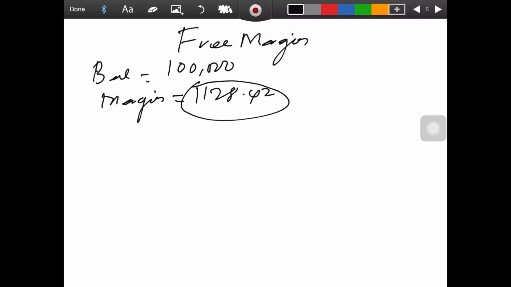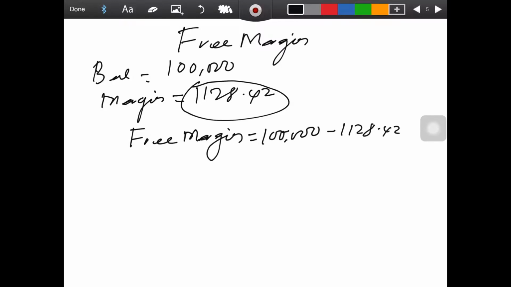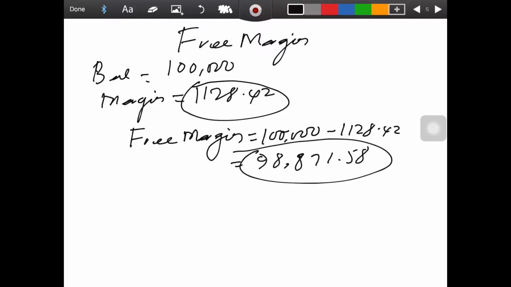So the only thing that you have available to trade is your free margin. What money you have available for you to trade more currency pairs is your free margin, which is equal to 100,000 minus 1128.42, which is equal to 98871.58. Okay, this is your free margin. This is what you have to buy more currencies.